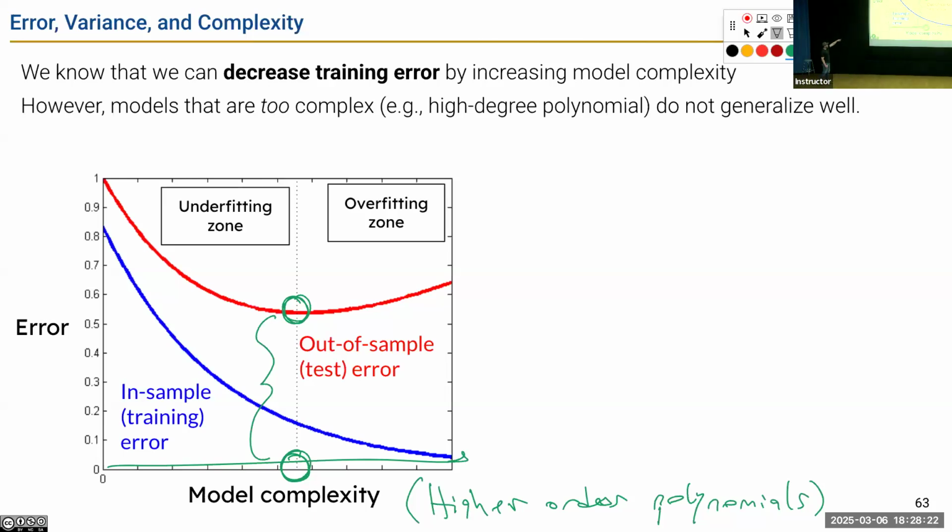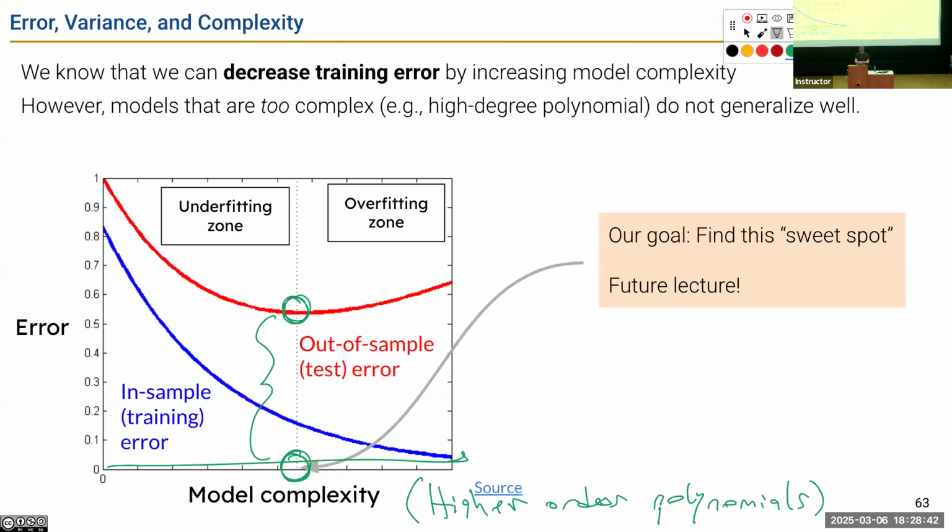Everything to the left of that sweet spot, we would call underfitting. Everything to the right of that sweet spot, we call overfitting. Now, based on this picture, it's very hard to perfectly fit. Every model will slightly underfit, slightly overfit. Our goal is to just do as little as possible of underfitting and overfitting. Okay, that's our goal.